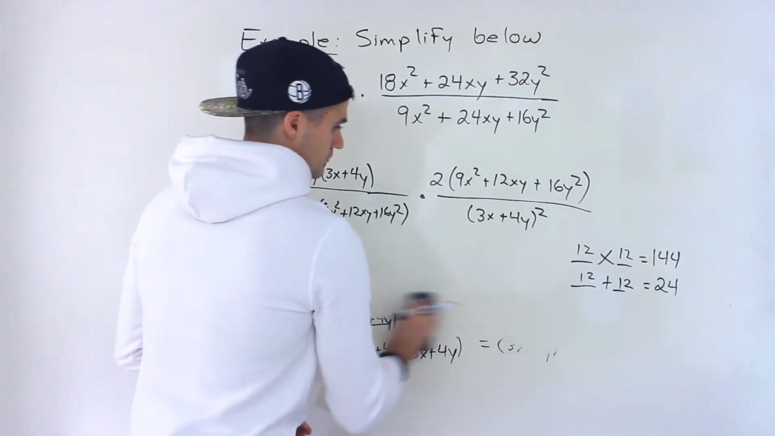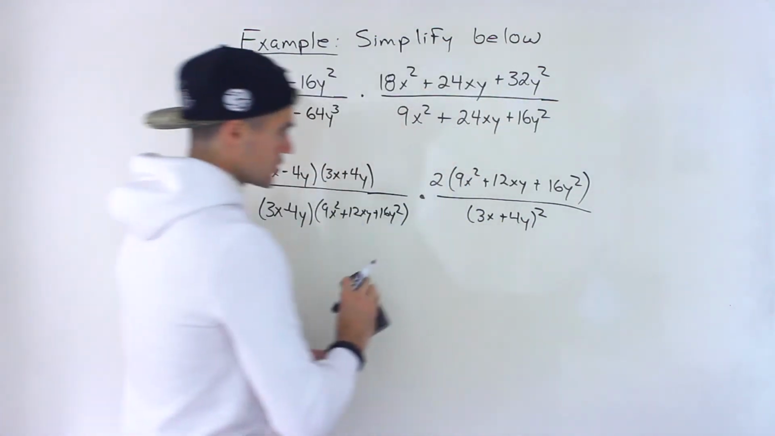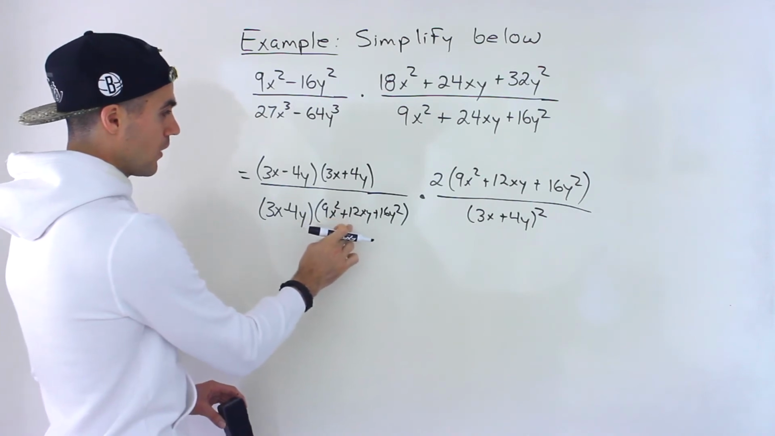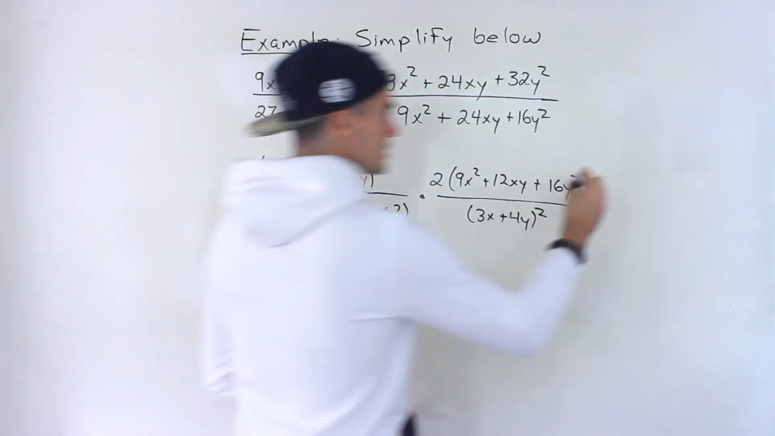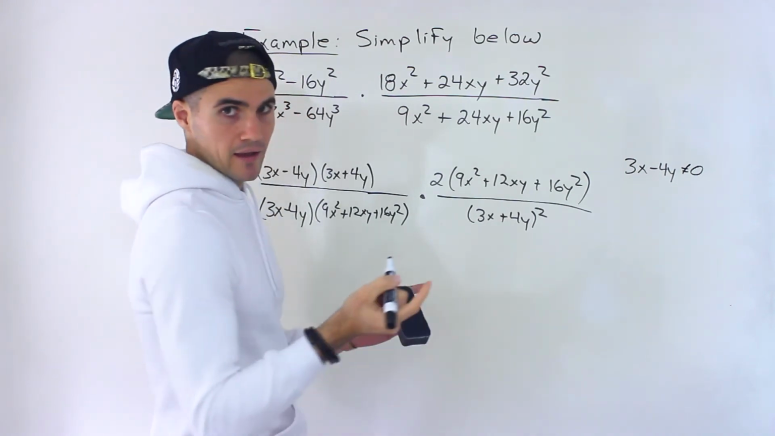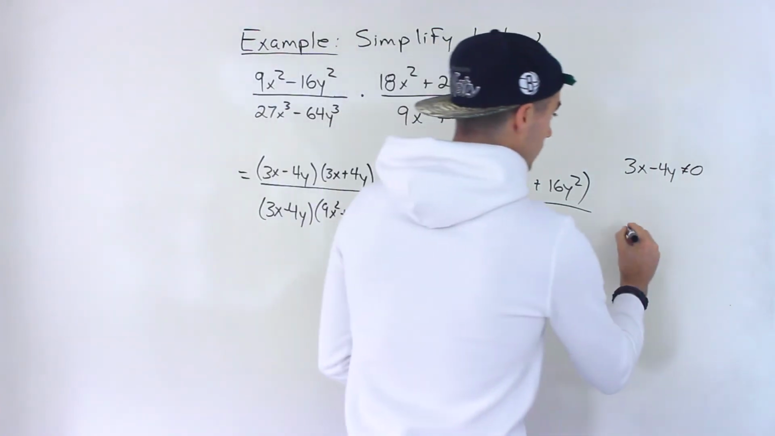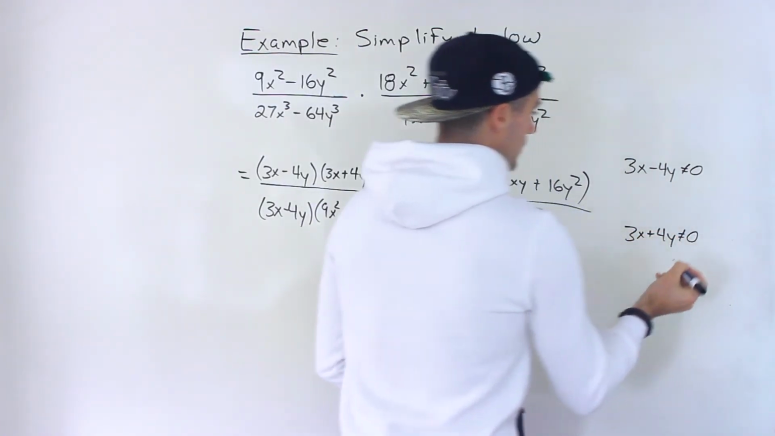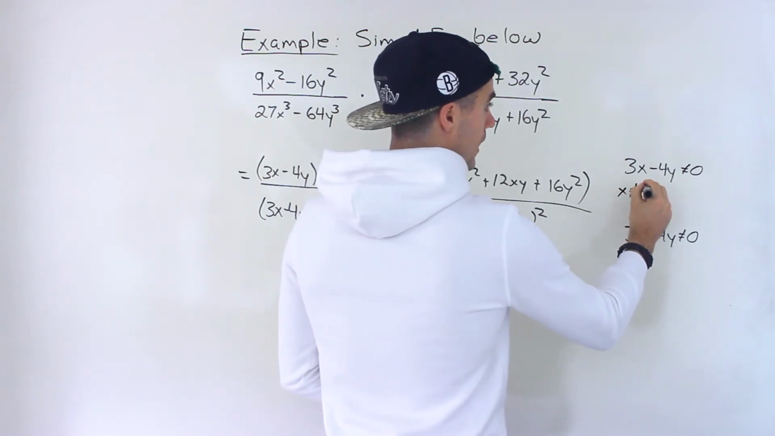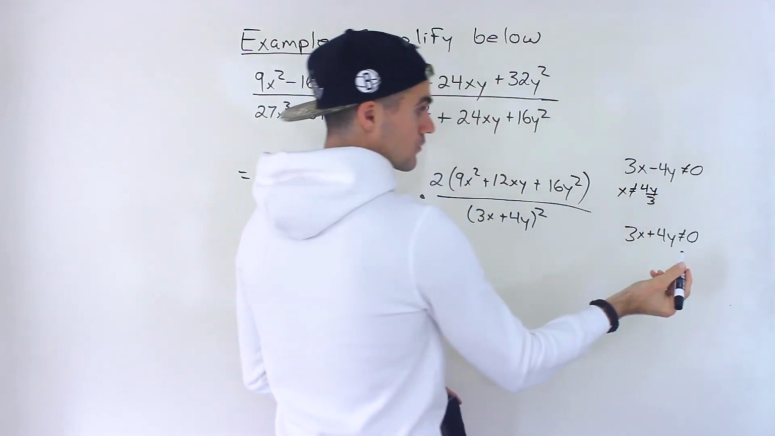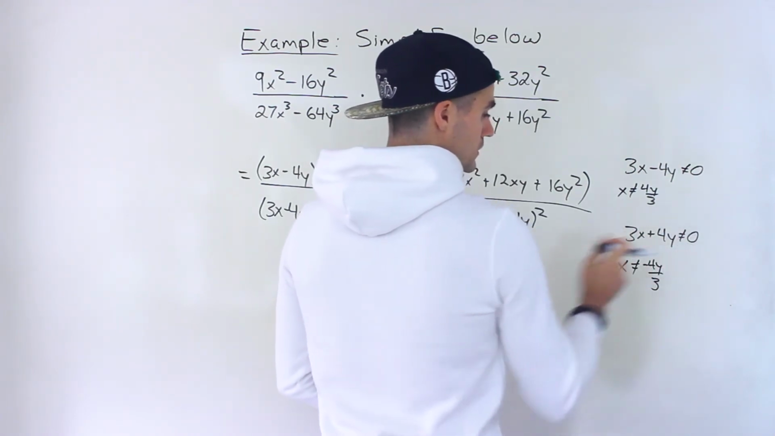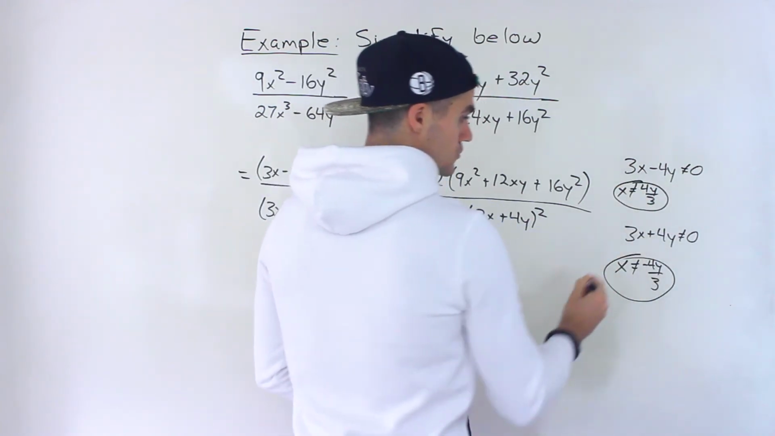From here, we've factored everything. Let's get the restrictions before simplifying. We can't get any restrictions from here because it's hard to isolate for the x or the y, but we can get restrictions from here. Notice that 3x minus 4y can't be 0. Here you need to pick whether you're going to isolate for the x or the y. Same thing here, 3x plus 4y can't be 0. If we isolate for the x, we bring the negative 4y over and divide by 3, so x can't equal 4y over 3. Same thing here, x can't be negative 4y over 3, because when we bring this over, it becomes negative. If you isolate for the x's, those would be the two restrictions.